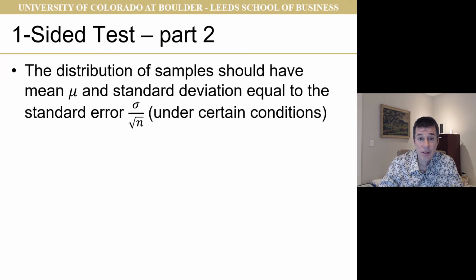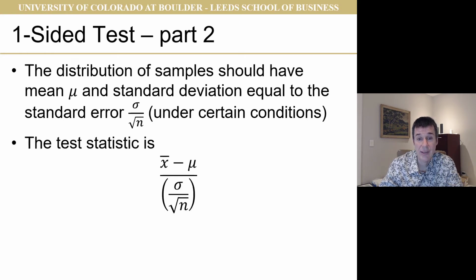So the distribution of sample means should have mean mu, that's the null hypothesis mean, and standard deviation equal to the standard error, sigma over square root of n. Again, that's under certain conditions. The test statistic is the sample mean minus the null hypothesis mean, divided by the standard error, sigma over square root of n.